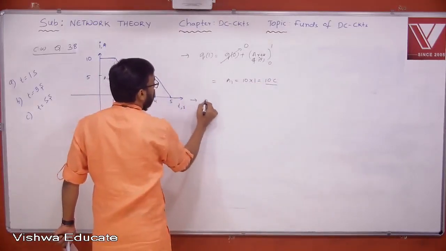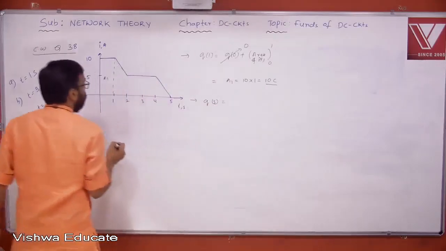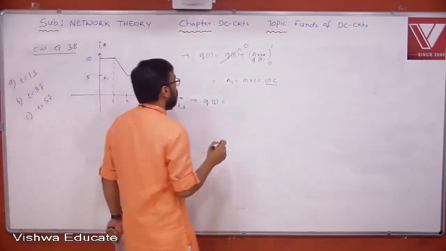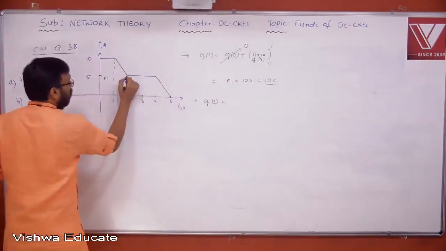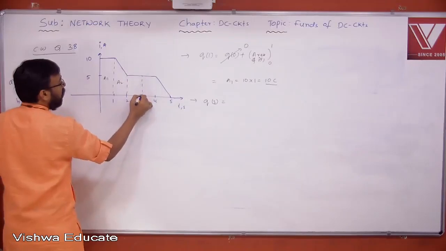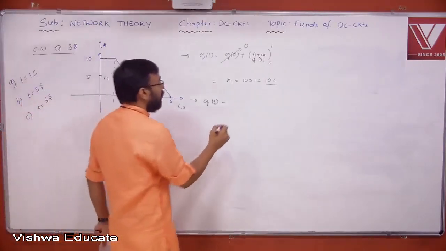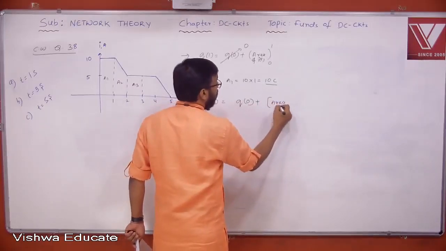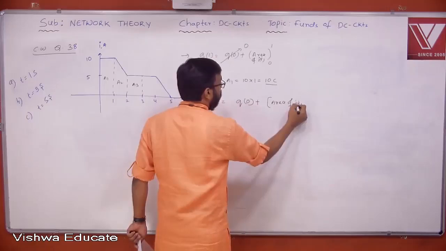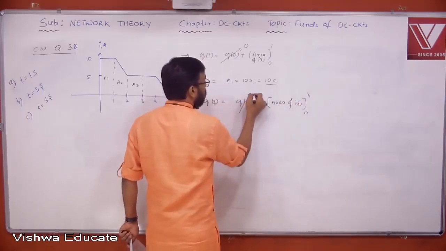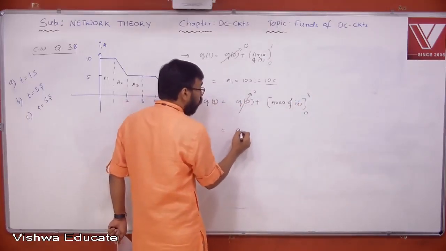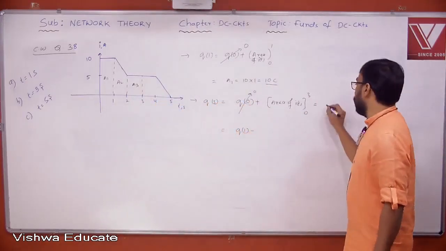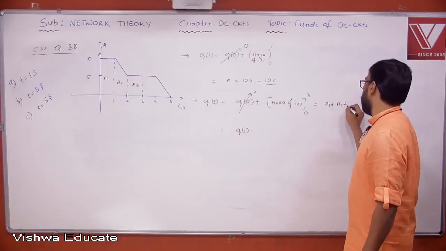Okay, next one. Q of 3. Q of 3 means what? From 0 to 3. Q of 3 is nothing but 0 to 3. That means you can take, this is area 2, this is area 3. You can write something like this: Q of 0 plus area under I of t between 0 to 3. This is already 0. Or else you can write something like this. Tell me, area under I of t from 0 to 3 is area 1 plus area 2 plus area 3.